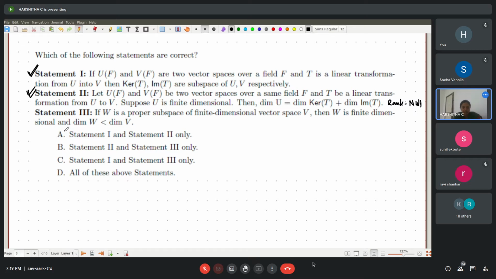The third one: if W is a proper subspace of a finite dimensional vector space V, then W is finite dimensional and the dimension of W is less than the dimension of V.